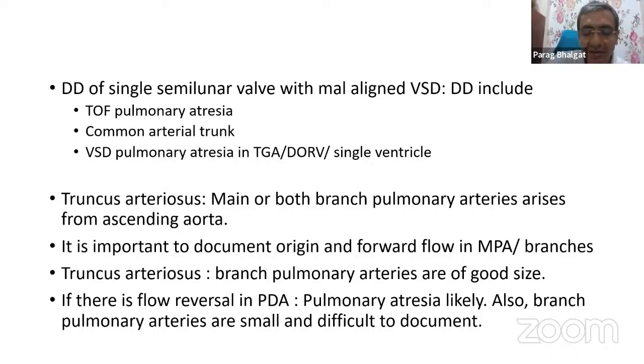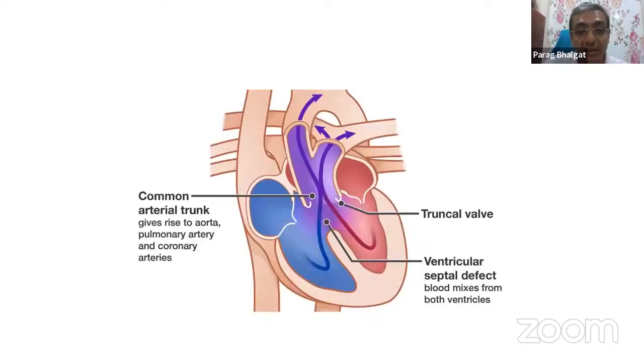So in truncus, by the name, the branch PAs or main pulmonary artery arises from the ascending aorta. Generally branch PAs are of good size, and there is no duct and no flow reversal in the duct. That is an important thing we need to understand. So if you're not clear, try to look for the duct, look for the MPA origin. Let's see how the truncus looks. This is the truncal wall, this is the aortic arch, and this is the origin of the main pulmonary artery from the posterior aspect of the aorta.